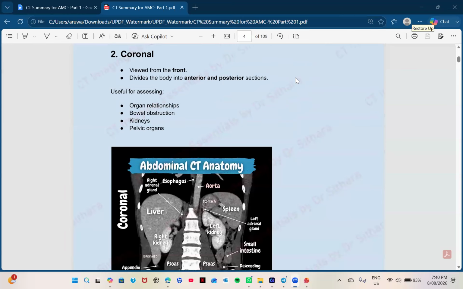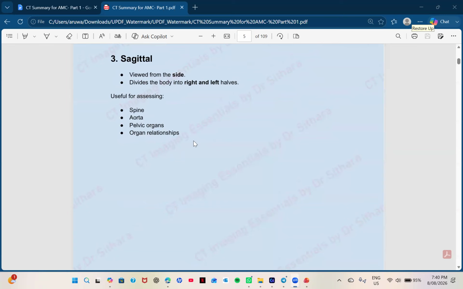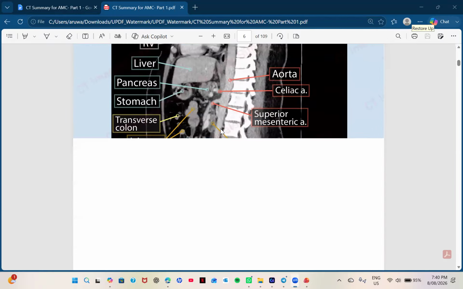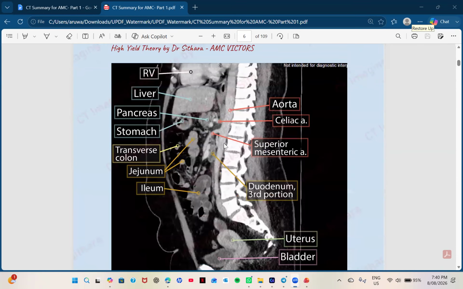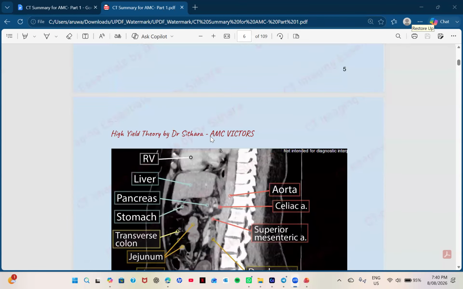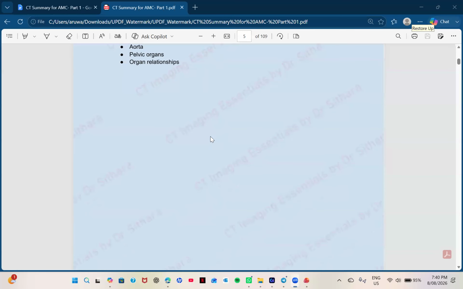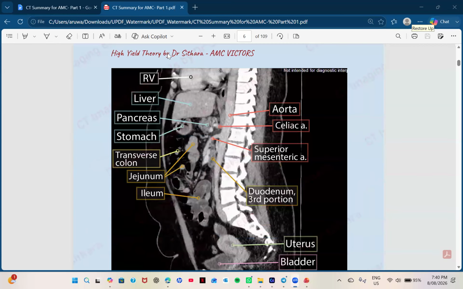Okay, this is the coronal view, and you have the sagittal view. That means you are looking at it from a side view, right? Right and left halves, like here. You are cutting the body in half, then you are seeing it like this. So these are the three planes that we get in the exam. I'm sure you have noticed the pictures that they have given in e-medicine, right?